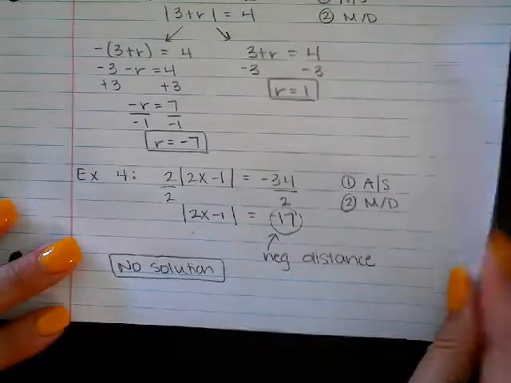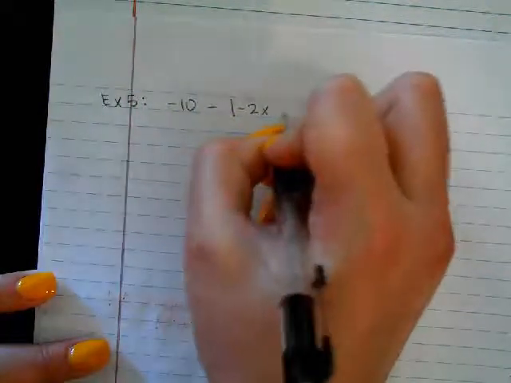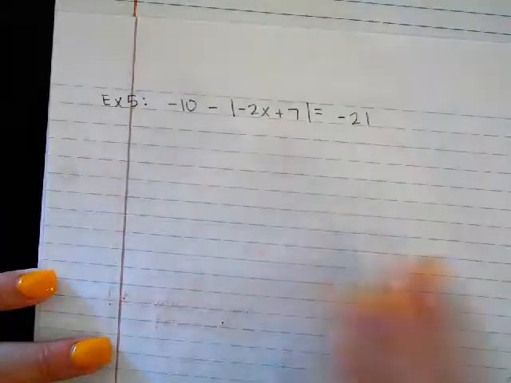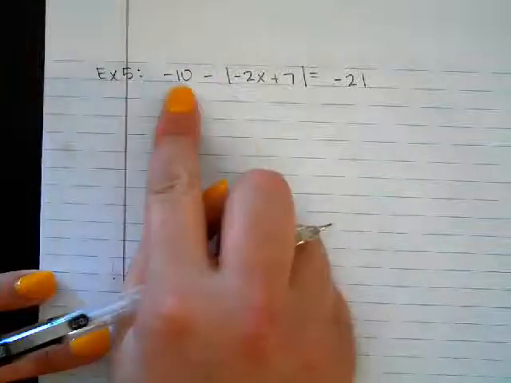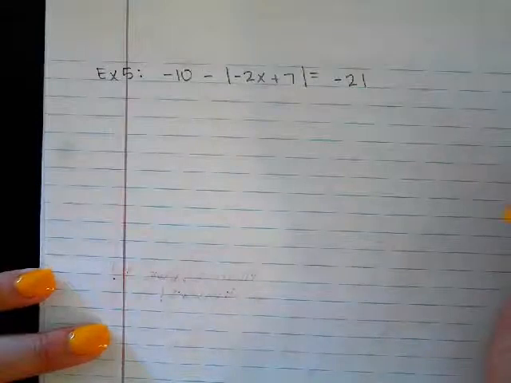Okay, I'm going to do just one more that actually has some complication to it as far as the steps go. This is example 5. All right, so negative 10 minus the absolute value of negative 2x plus 7. We're getting all the negatives in there to see. Equals negative 21. Now this one is, even though there's all these negatives in there, this is not a no solution problem. It's actually going to work out to do the whole thing. So we're going to go through all the steps.